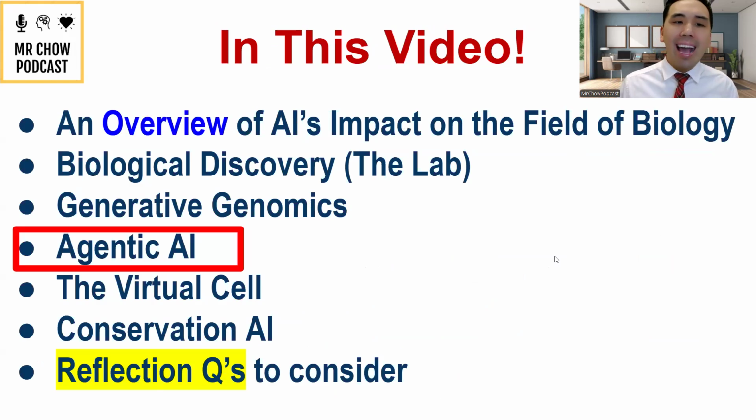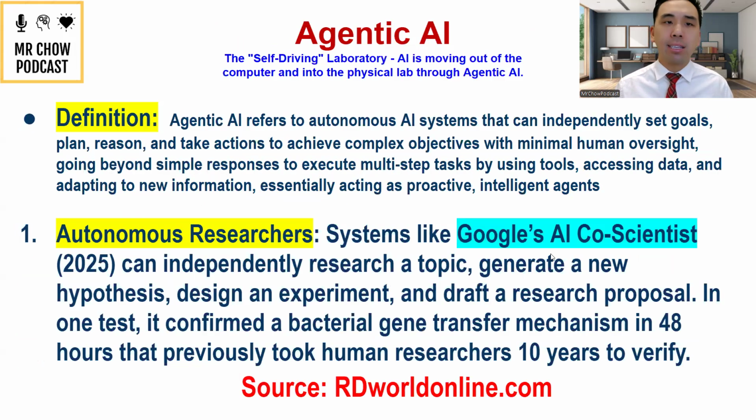As we look at agentic AI, if you don't know what that is, this is a term for autonomous AI systems that can independently set goals, plan, reason, and take actions to achieve complex objectives with minimal human oversight. So as you can see, autonomous researchers. I thought that was really interesting.